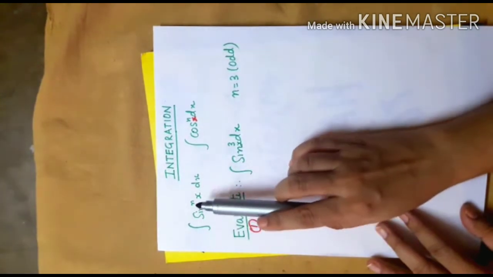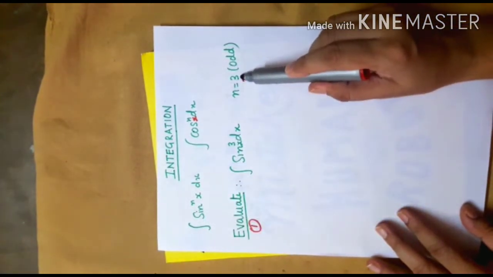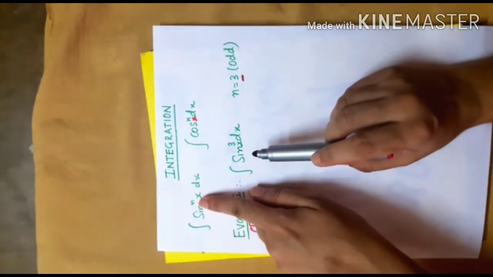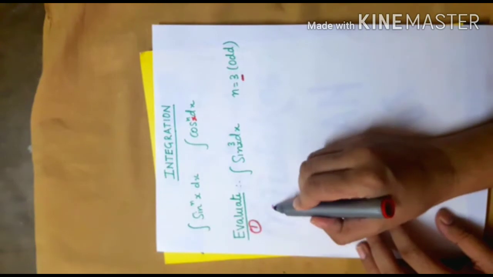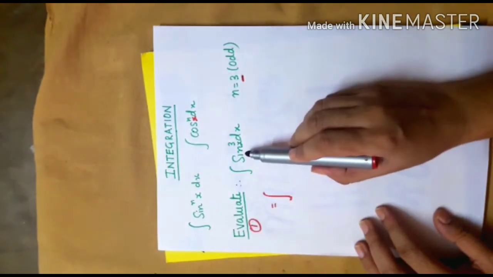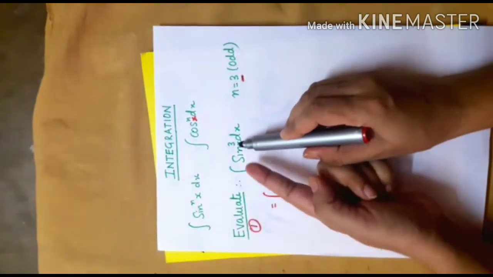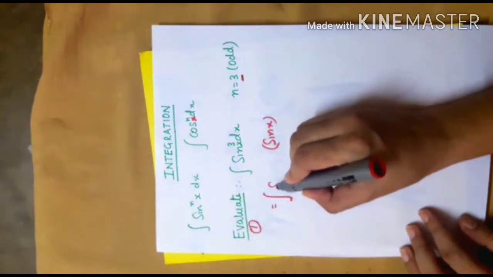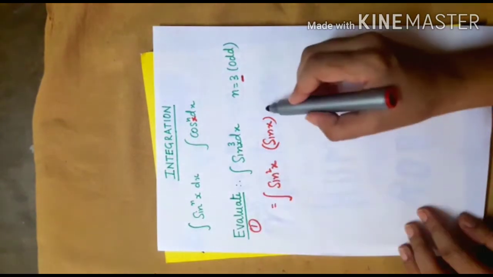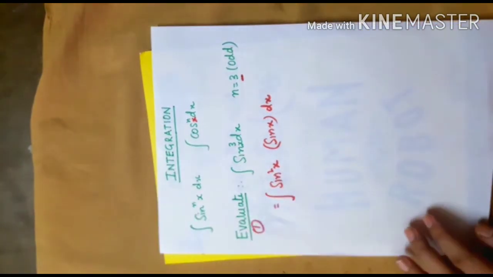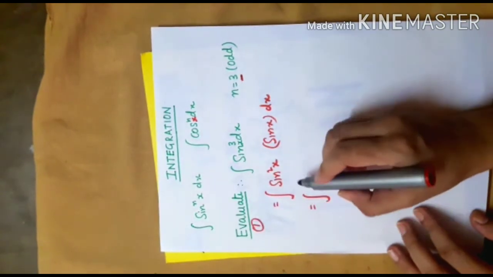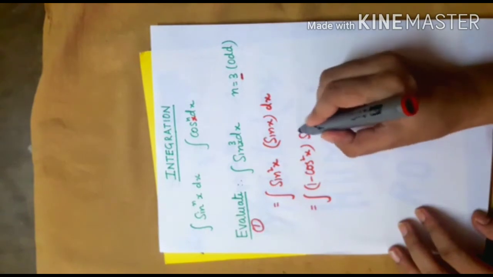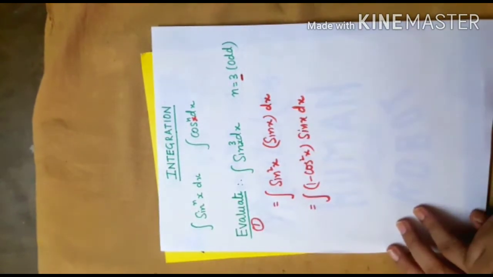Here the role of n is being played by 3, and 3 is odd. So when the power is odd, what we do is detach one sin x from this. So here I'll be left with sin square x, right? Now this sin square x can be written as 1 minus cos square x, and into sin x dx.